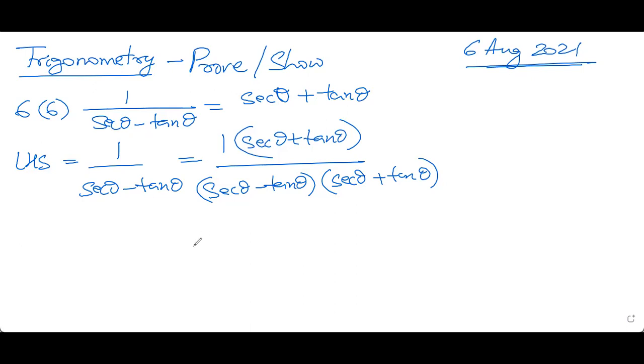Now I'm going to write the next step. 1 into sec theta plus tan theta. Anything multiplied by 1, we have sec theta plus tan theta, no change. Look at the denominator and tell me, what does it remind you of? What algebraic identity does it remind you of? Sec theta minus tan theta, sec theta plus tan theta, they are being multiplied. Which identity are you reminded of?